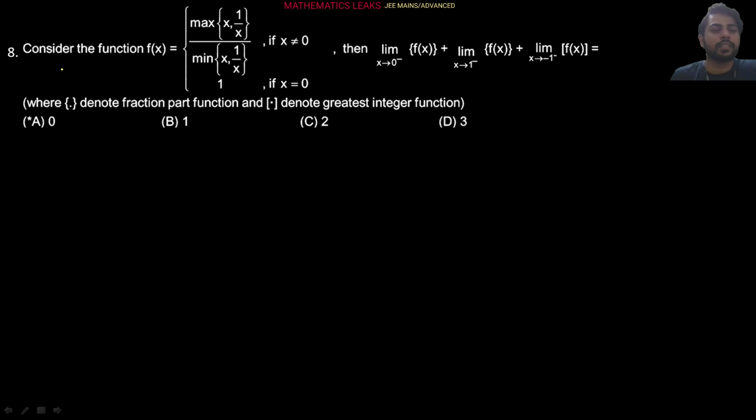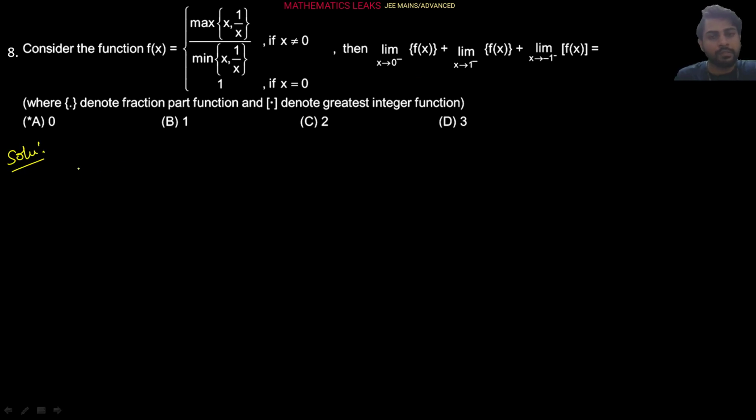Next question is, consider the function f(x) is equals to max of x comma 1 upon x, whole upon min of x comma 1 upon x if x is not equals to 0, and f(x) will be 1 when x is equals to 0. Here one bracket is the fractional part and the other is the greatest integer. Okay, so let's solve it.